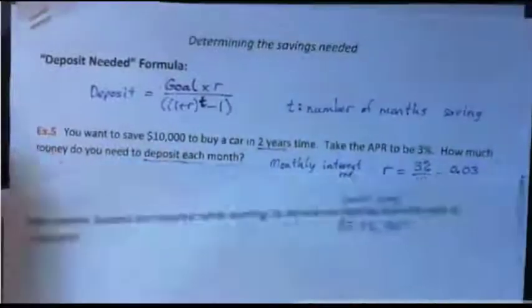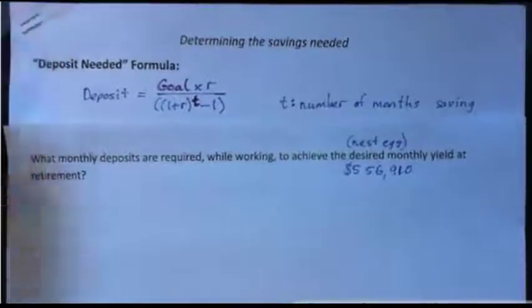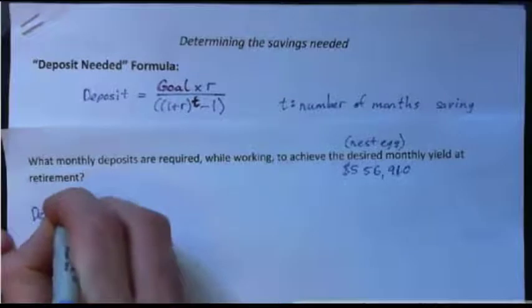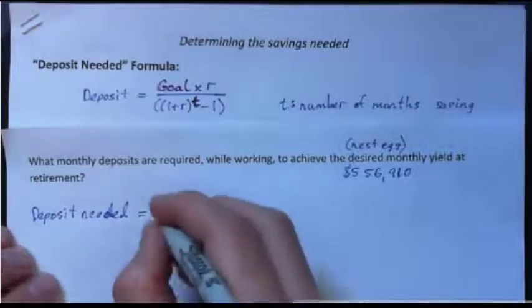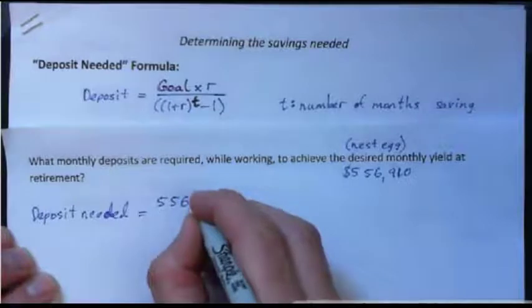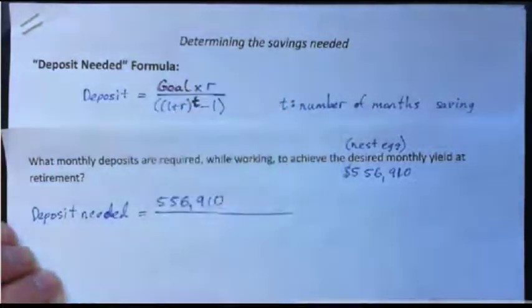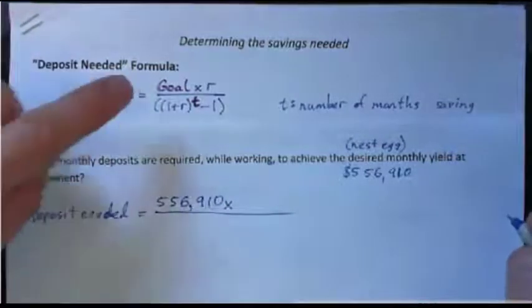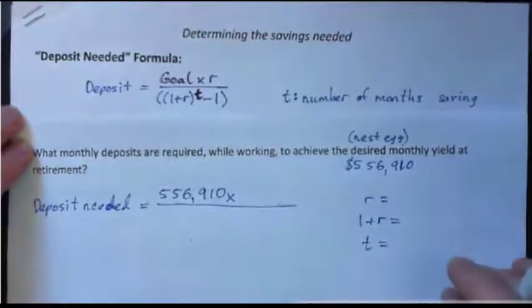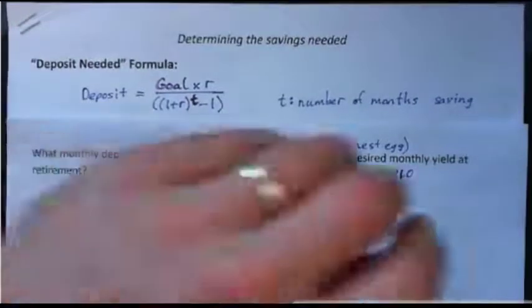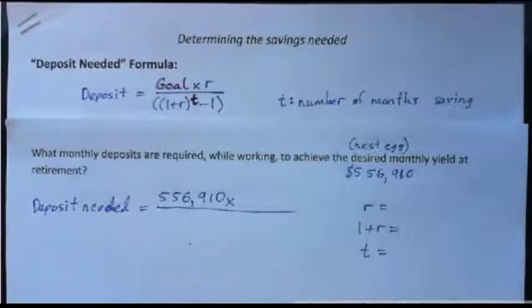So if you need reminded, I'll remind you again. What we need is the deposit needed formula. Okay? So deposit needed is the goal. What's our goal? 556,910 plugged into this formula, and that'll give us the answer, right? So again, what we need for this formula is R, 1 plus R, and T. And what are these three numbers? Press pause and calculate and figure out what those are. R, 1 plus R, and T. And watch out for T, because it's a different T than the previous calculation on example 10.